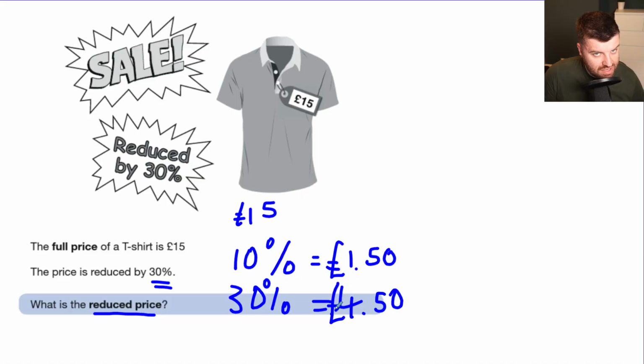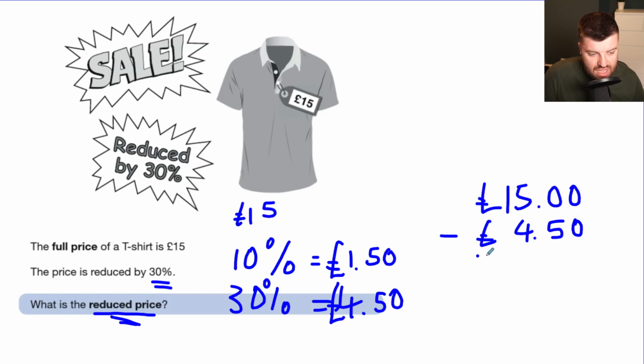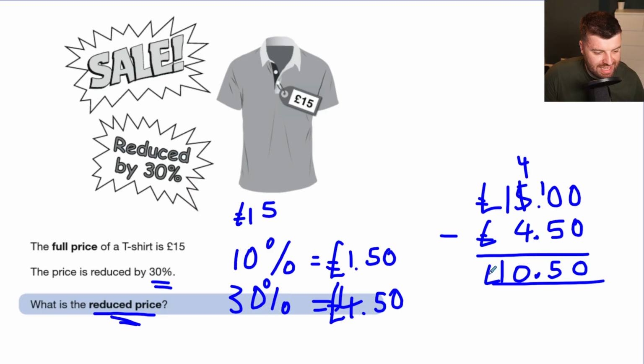But that is not the answer to the question. What is the reduced price? So it was £15. And I'm going to put 0 just to make sure. We need to take away £4.50 because there's been a 30% reduction. And we can do that now. 0 is obviously 0. 0 take 5, we need to exchange here. 10 take 5 is 5. Put your decimal in, else it's going to be a really expensive shirt. 4 take away 4 is 0, and then 1 is left on its own. The final answer is £10.50.